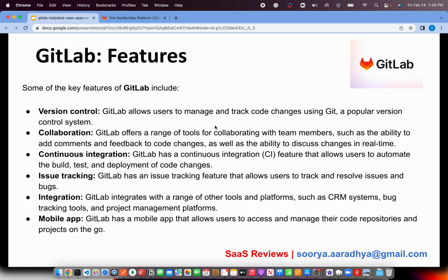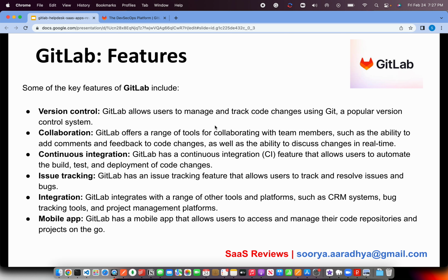GitLab offers version control, of course, to track and manage any code changes using Git. You have collaboration, which means multiple developers and team members can access those repos. You can add comments, do code review, and provide feedback, all in real time. You have continuous integration and deployment. CI/CD is the basis of any DevOps in enterprises nowadays, using which you can build, test, and deploy your code in no time.